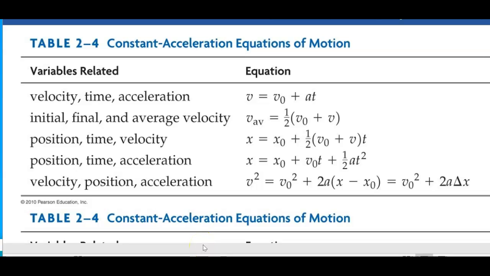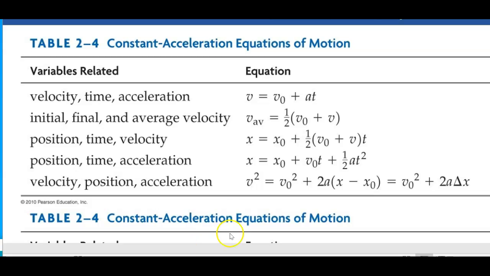Okay, so now we're dealing with constant acceleration equations. And so I am showing you the table that literally lists these 5 equations. And now I'm going to start doing some problems. This equation sheet is also in your presentations folder on the website, so you can download it if you'd like.